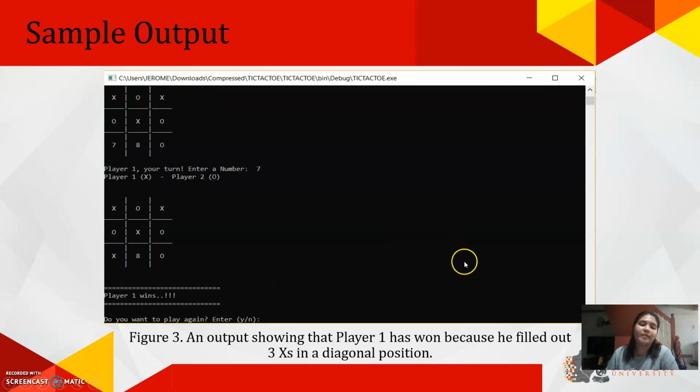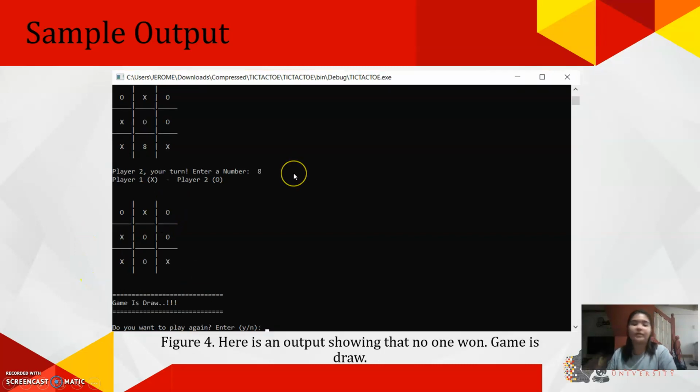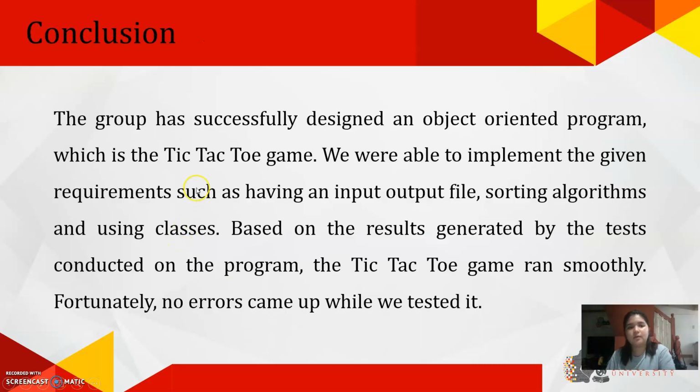Figure 3, here's an output showing that player 1 wins because he has filled out all 3 X's in a diagonal position as seen here. Okay, for the last one, here's an output showing that no one won. The game is a draw because, as you can see on the figure here, no one was able to fill out an entire row with all the same characters.